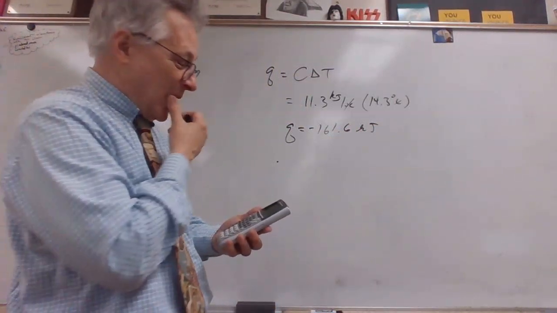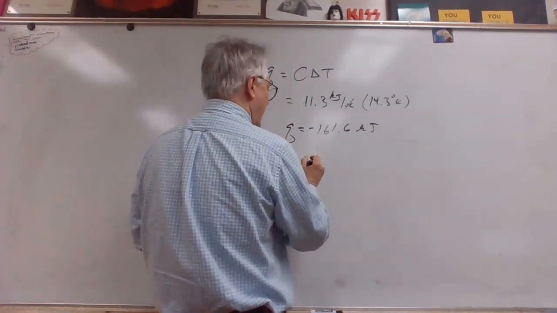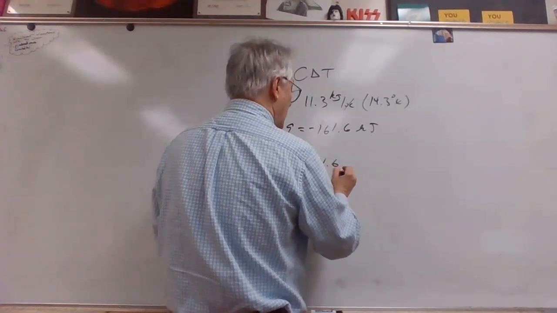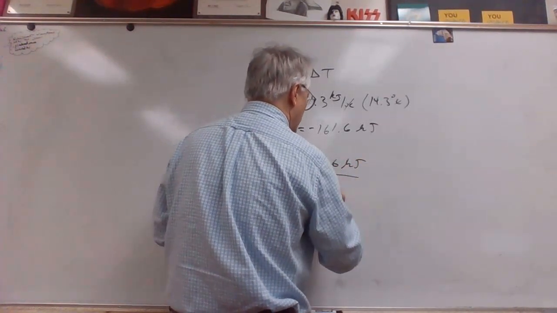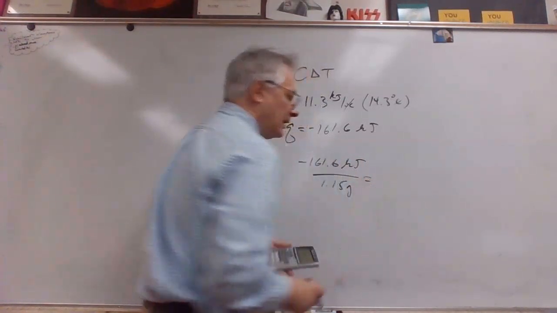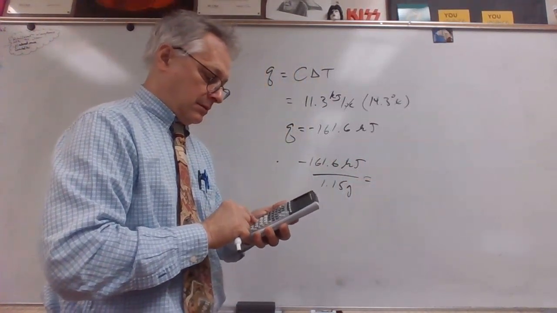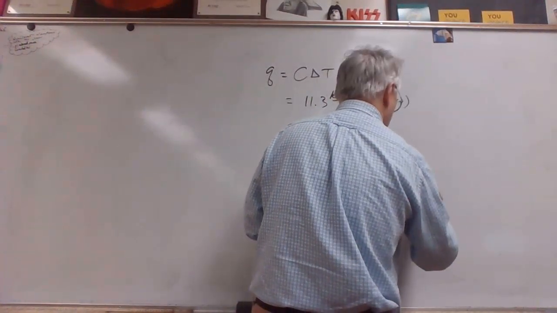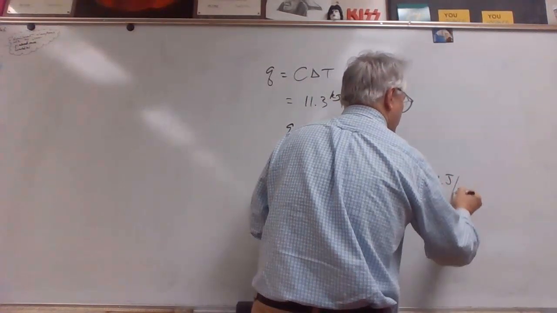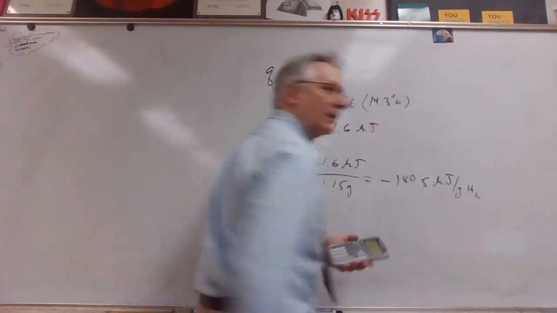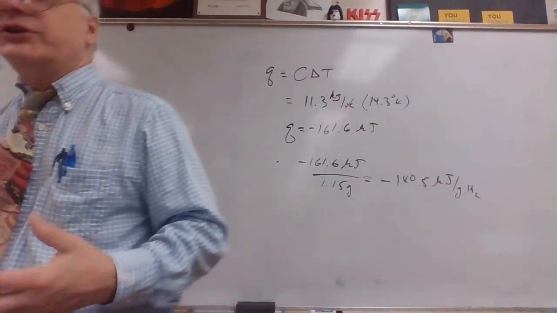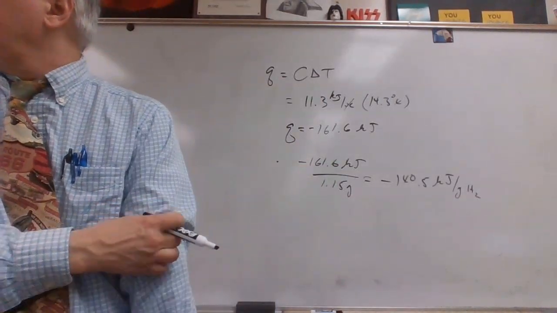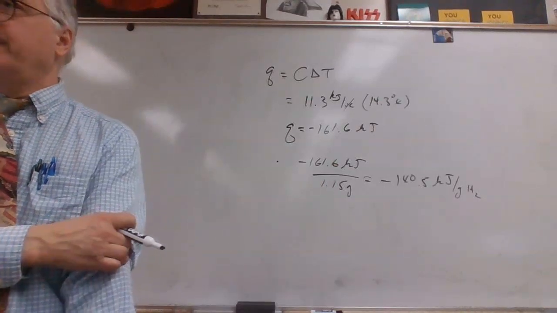System's giving off heat. And now Q per gram, heat per gram, negative 161.6 kilojoules divided by 1.15 grams. And that's going to be negative 140.5 kilojoules per gram of H2. So hydrogen gas is actually sort of a more efficient fuel in terms of producing heat energy.